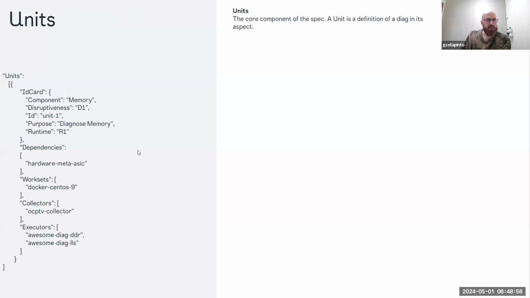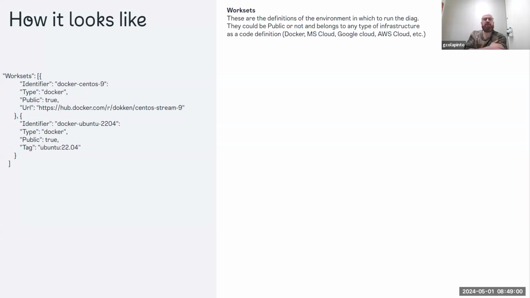them. Work sets. So work sets are the definition of the environment. Here I don't want to create anything new. So I just want to use what is already outside, okay? So it could be a Dockerfile, like in this example, or it could be something that is just internal to the company, or anything else. That could be Microsoft, Google, AWS, anything that could run infrastructure as code.